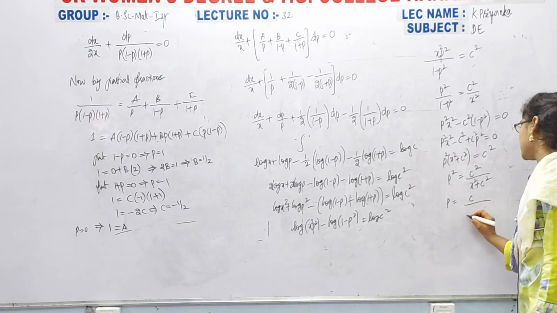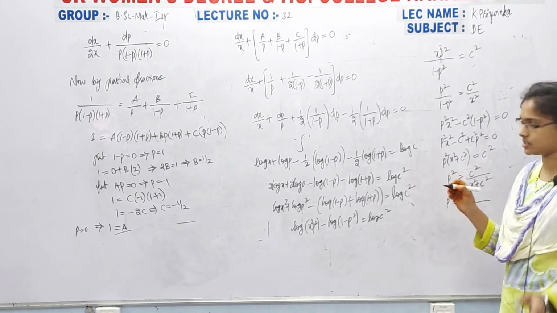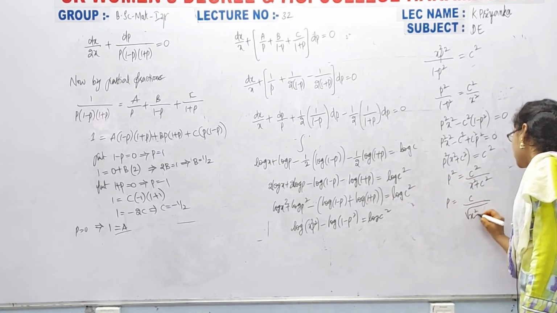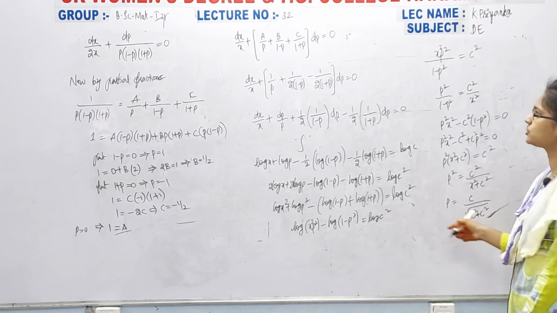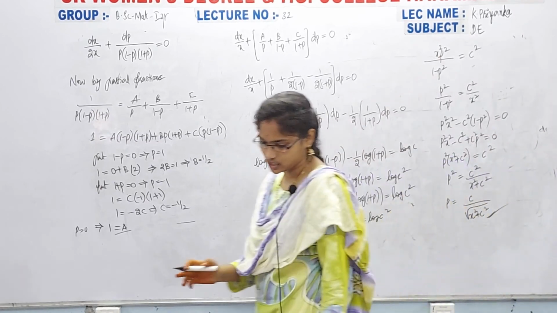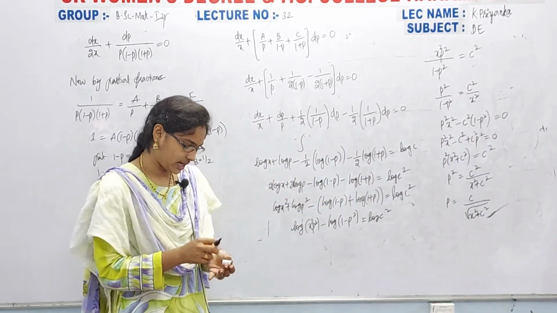p equal to under root of c square by x square plus c square, so under root of c square is c, and here under root of x square plus c square. Now just substitute this p value in the given question, that's it. So like this you have to calculate the solution.